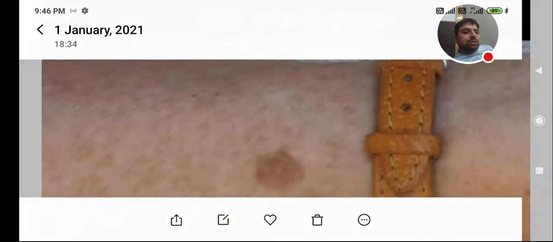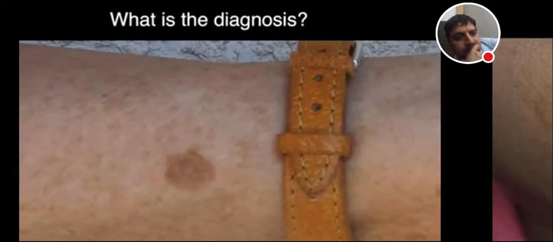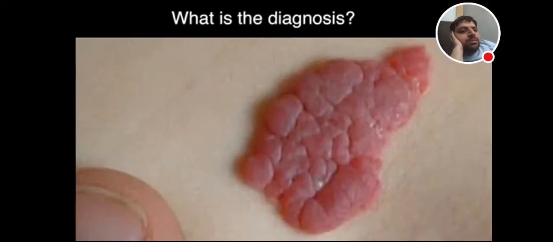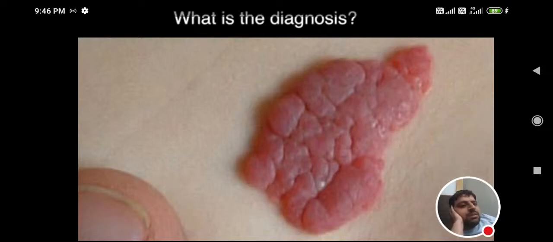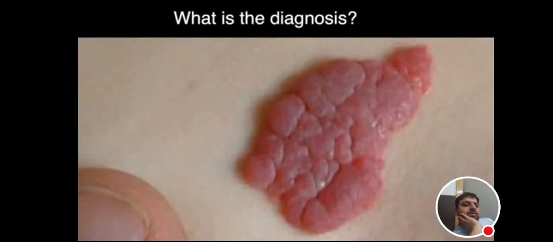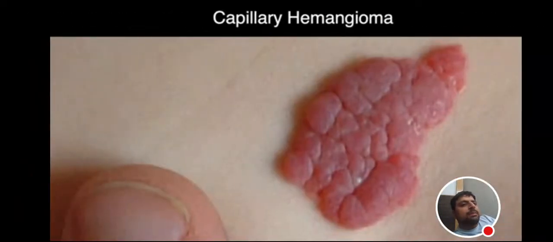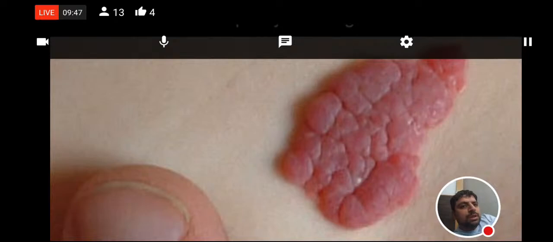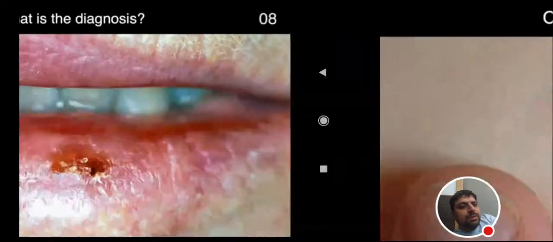This image shows what? This brown. Okay. Solar lentigo. Now, what is the diagnosis? I hope everybody has seen this image. In your life you see. This is a case of capillary hemangioma.